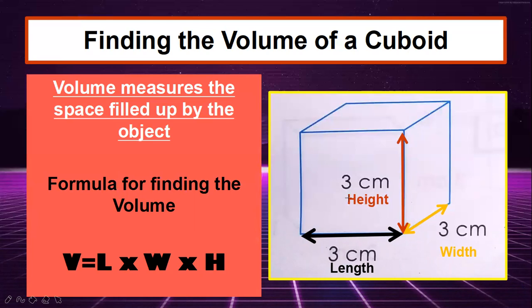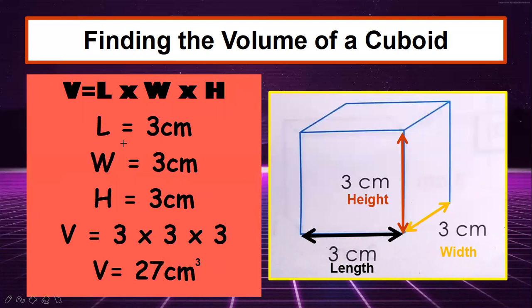So that's 3 centimeters for length, 3 for width, and 3 for height. If we input that, length is 3 centimeters, width is 3 centimeters, height is 3 centimeters. So we also have to multiply that. 3 times 3, let me write that, is equal to 9.